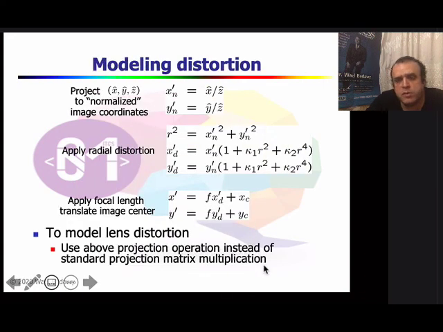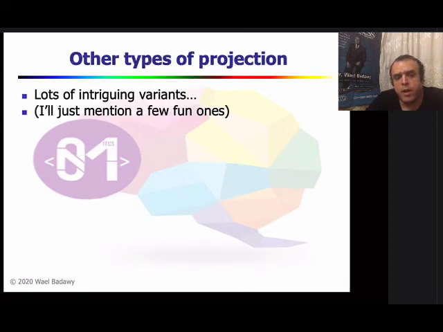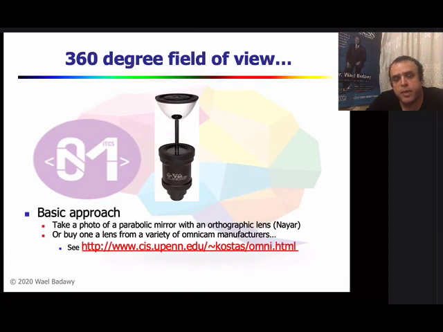So modeling distortion, which is the title of this slide: project to normal image coordinates x, y, z, where x over z and y over z. Then apply the radial distortion, and this is the equation of the radial distortion, as you can look at in the book, or you can actually use them here. And then you can also apply the final lens, and in this case we can model the lens and we can model the distortion. This projection, we use it instead of the standard projection in a matrix. There are so many types of projection, lots of different variants.